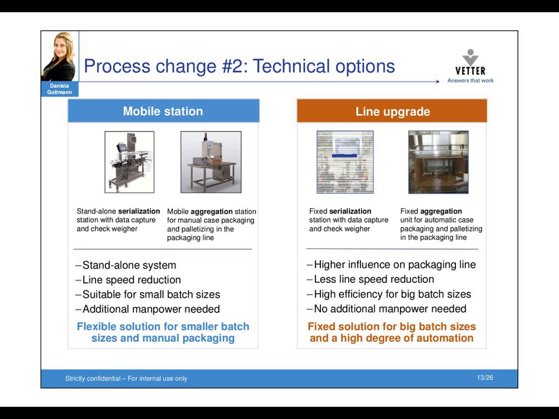The second process change is related directly to your packaging lines. The answer of what is the best option depends on factors such as your company strategy, the markets you serve, and the volume you pack. But generally speaking, the mobile solution is more suitable for small batch sizes and manual packaging, and the direct implementation of serialization on the line is suitable for larger batch sizes with a high degree of automation.